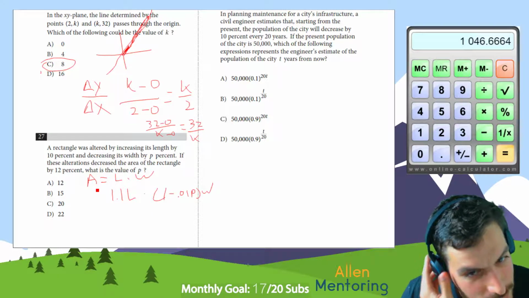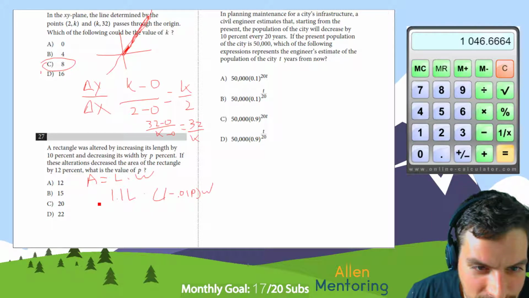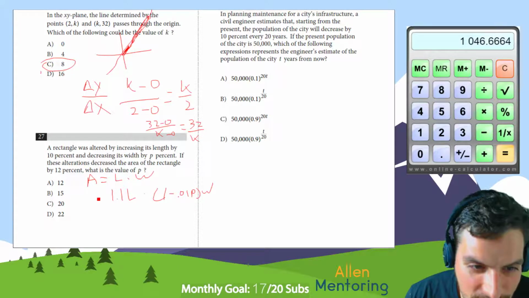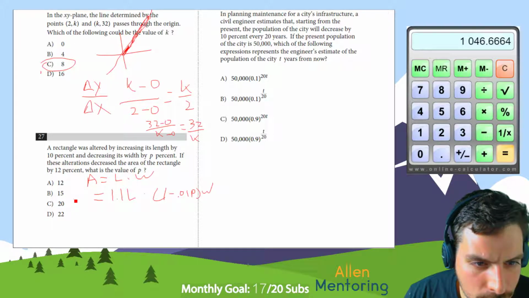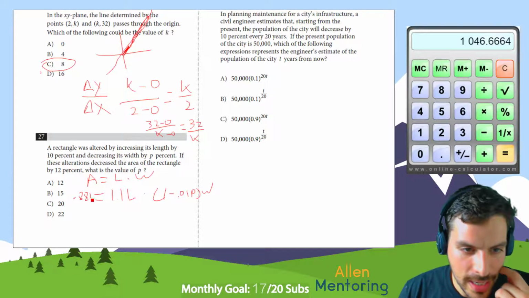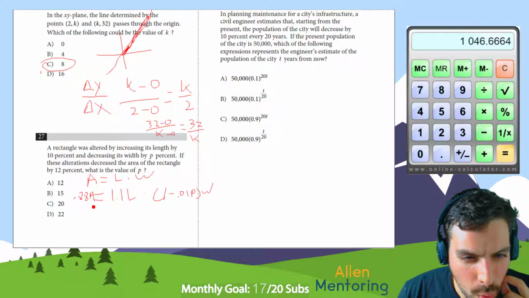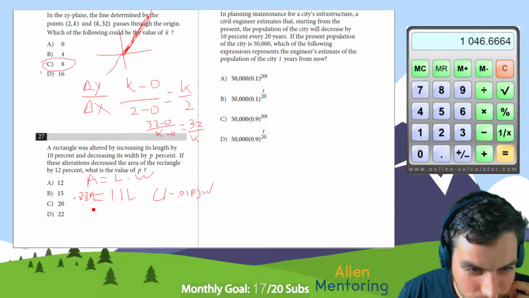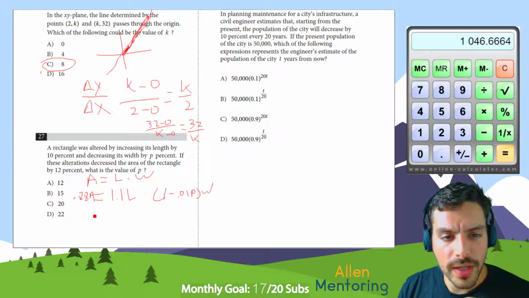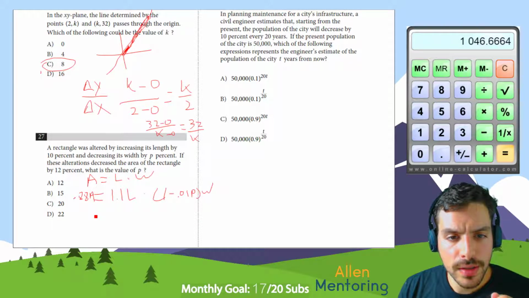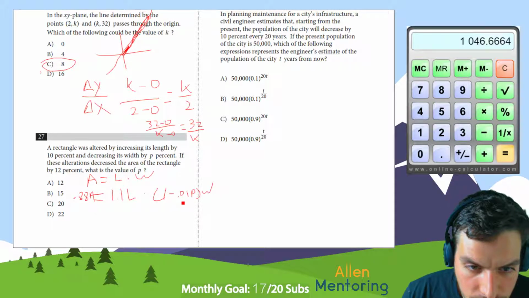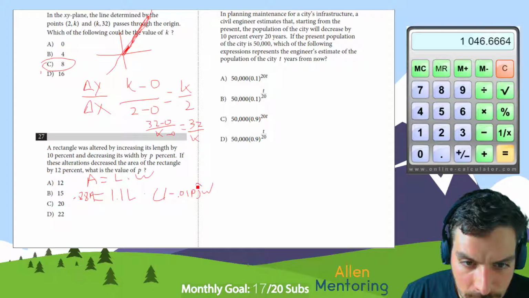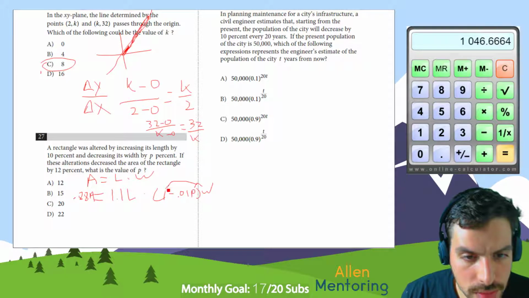So they're asking if these alterations decrease the area of the rectangle by 12%. Okay, so now we're trying to find out 0.88a. Okay, what is the value of p? What is the value of p? Okay, so how do we solve this? Well, first thing we want to do, right, is we want to distribute w here.